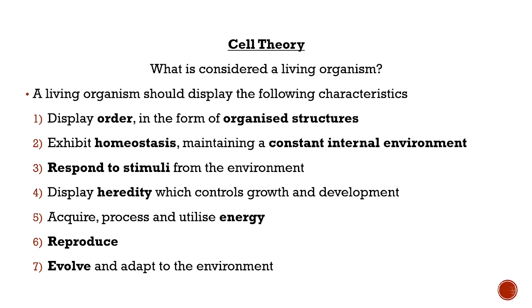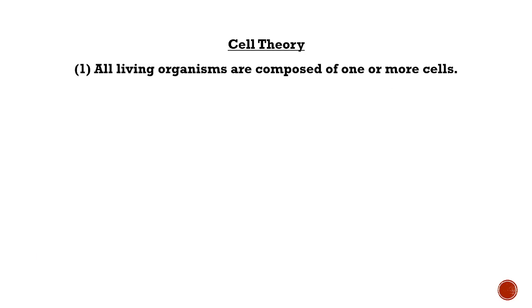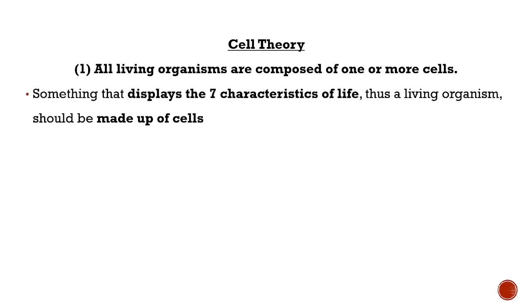With that, now we move on to the cell theory. Looking at the first principle, all living organisms are composed of 1 or more cells. If I break down this principle and rephrase it, what it is saying is that something that displays the 7 characteristics of life would be considered a living organism. So this living organism must be made up of cells.